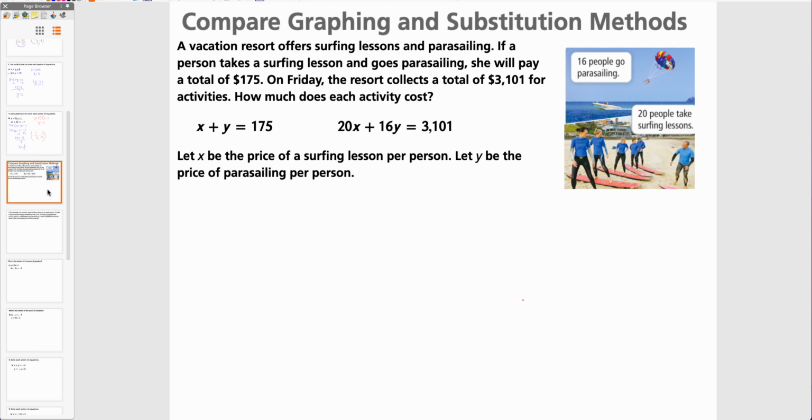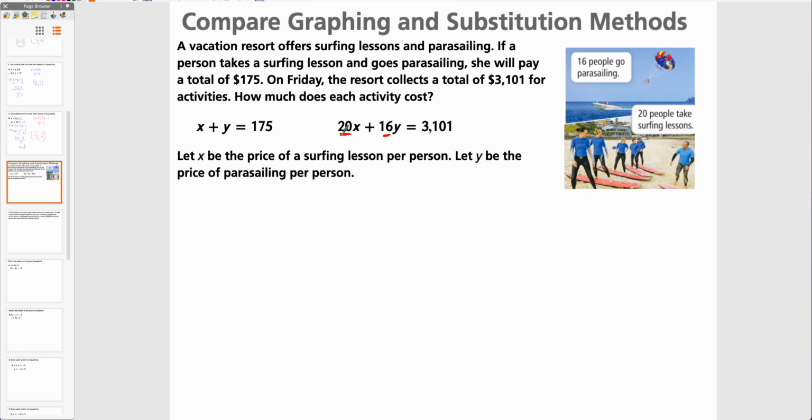On Friday, the resort collects a total of $3,101 for activities. How much does each activity cost? It says 16 people went parasailing, that's where the 16 is, and 20 people took surfing lessons. Add all that up, and that totals the amount of money they made. So let X be the price of surfing, and Y be the price of parasailing.